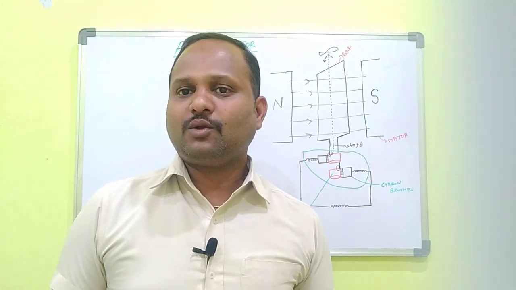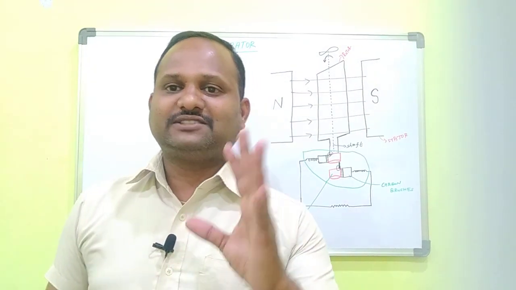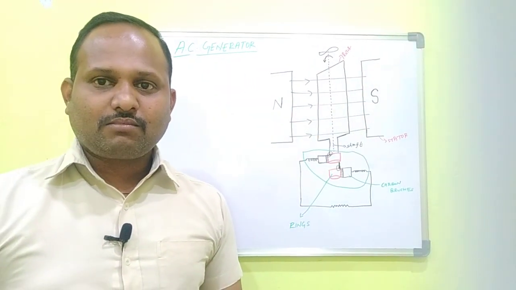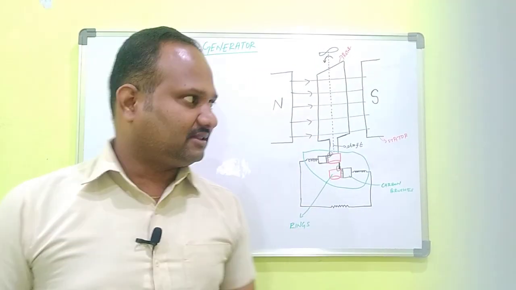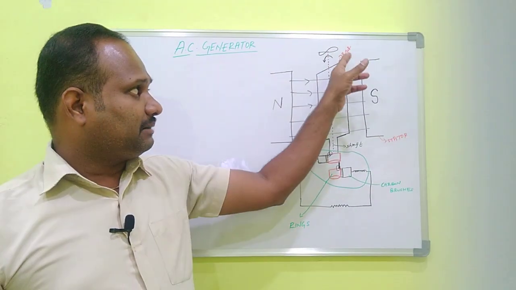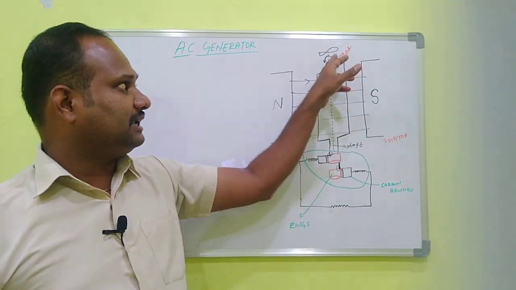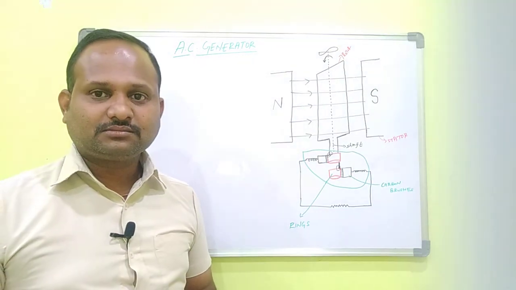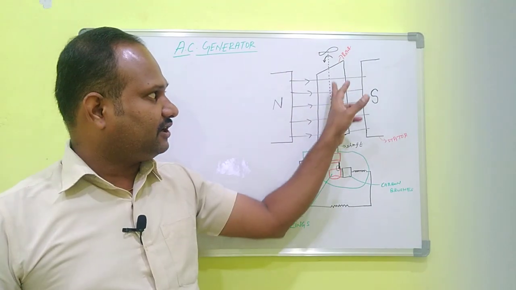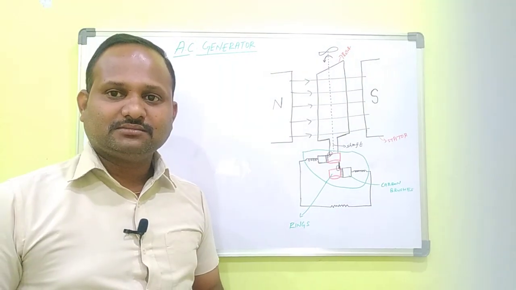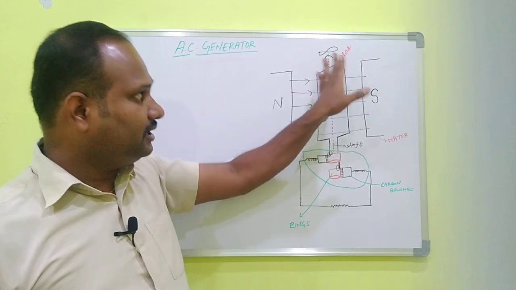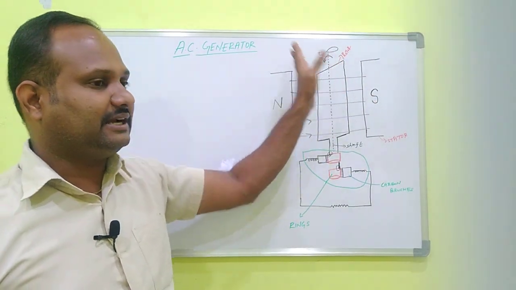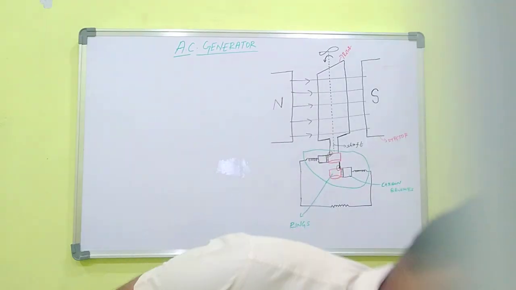Okay. What is the working of the AC generator? When the turbine rotates, for example, anti-clockwise, the shaft also rotates anti-clockwise. So the rotor coil also rotates anti-clockwise. That means what?